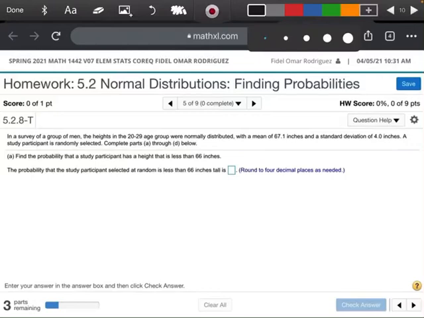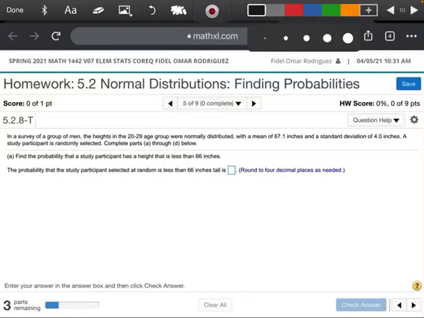All right, so guys, this is number 5 out of 5.2. And it says, in a survey of a group of men, the heights in the 20 to 29 age group were normally distributed, with a mean of 67.1 inches and a standard deviation of 4 inches. A study participant is randomly selected. It says complete parts A through D below.